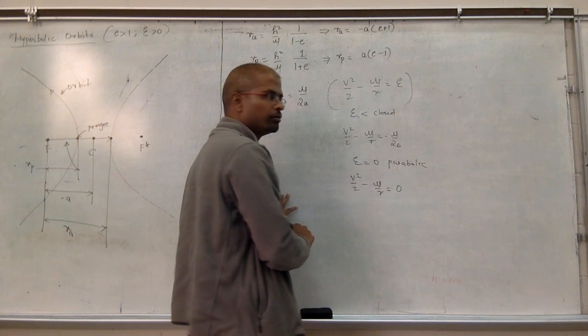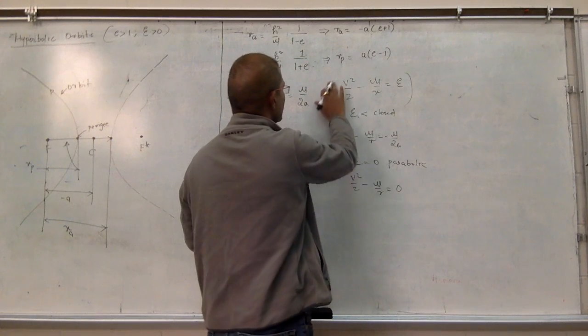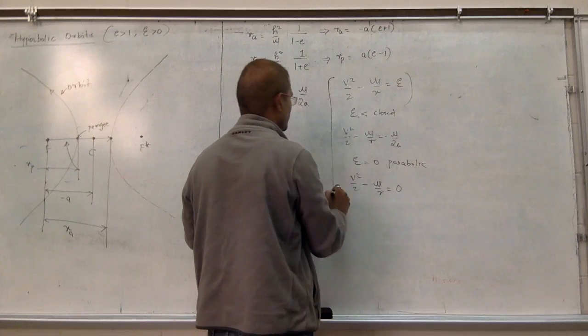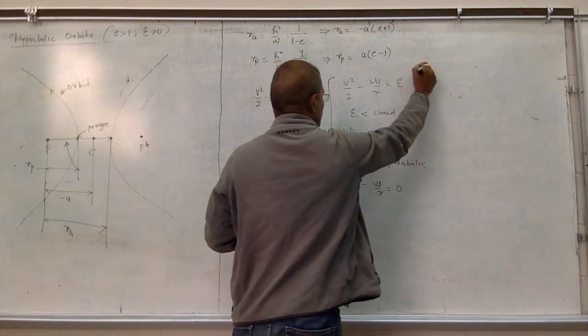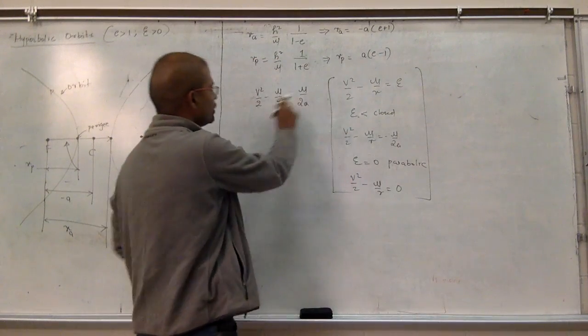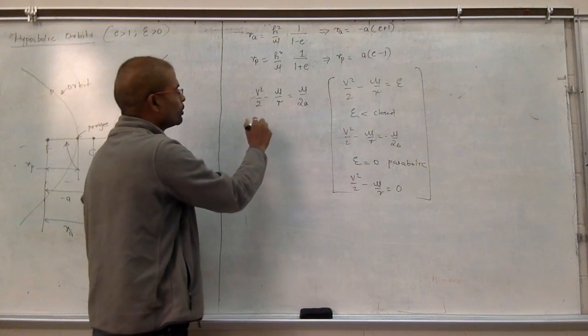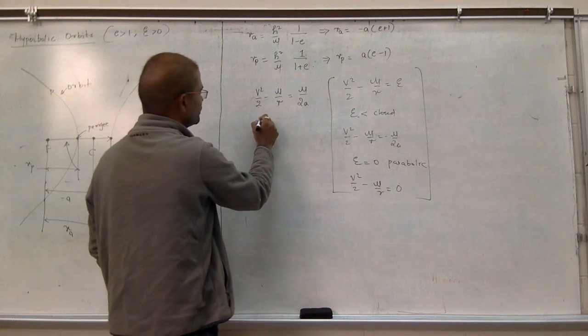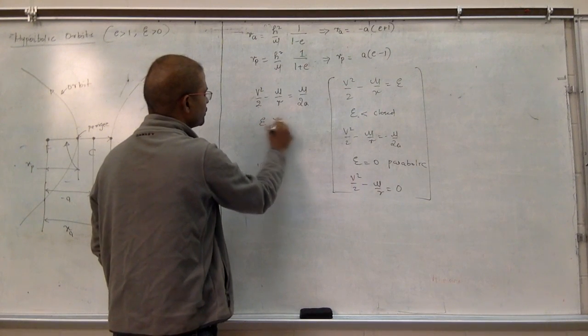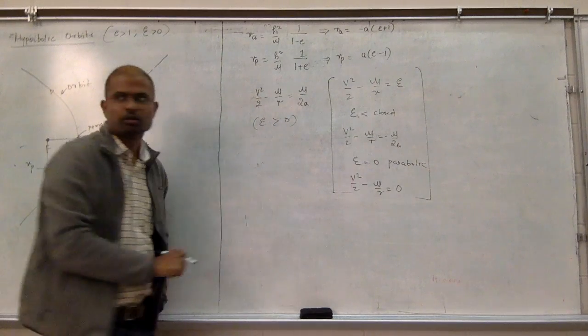Oh, you're talking about that one. I'm sorry, this is your discussion for energy. Now you see this is equal to mu over 2a, because epsilon is greater than 0 for a hyperbola.